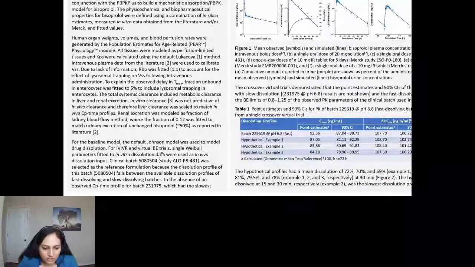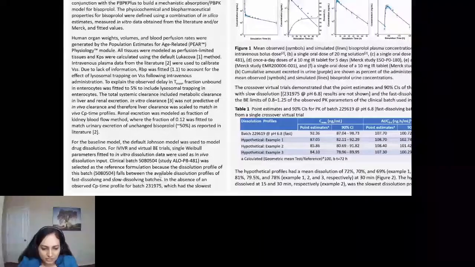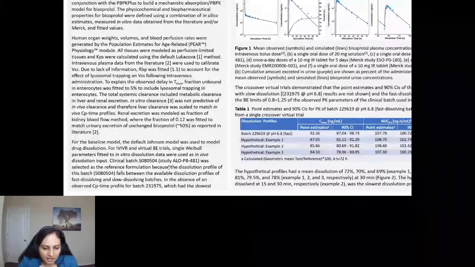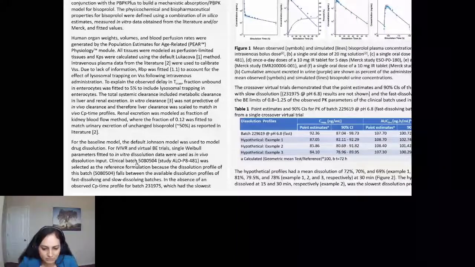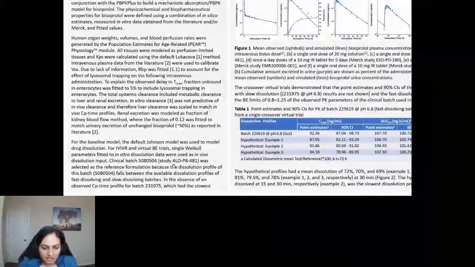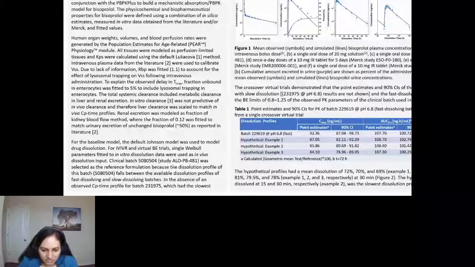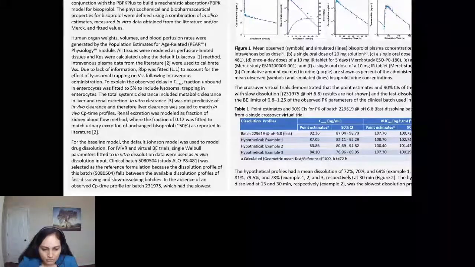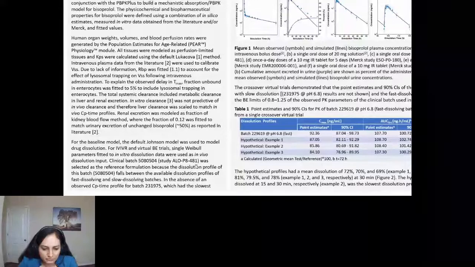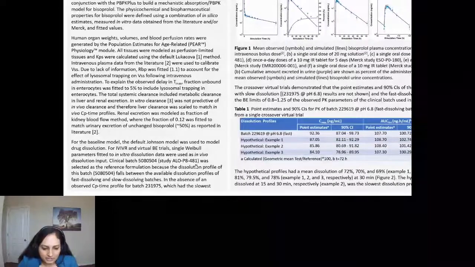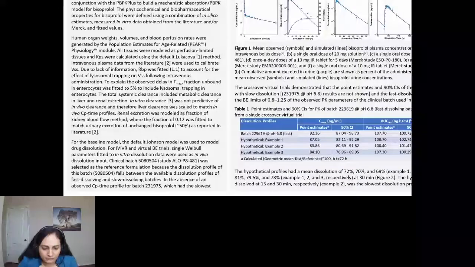For IVIVR and virtual BE trials, we fitted the single Weibull function to the in vitro dissolution data. And we used the clinical batch 5080504, which was used in one of the clinical studies. So Merck actually had 4 clinical studies in which different batches of the Concor were used. But all of these batches actually had a fast dissolving profile. So we picked one of the clinical batches, 5080504, which was used in study ALOP at 481, because this batch has a dissolution profile that falls between the fast dissolving in vitro dissolution data and the slow dissolving batches.